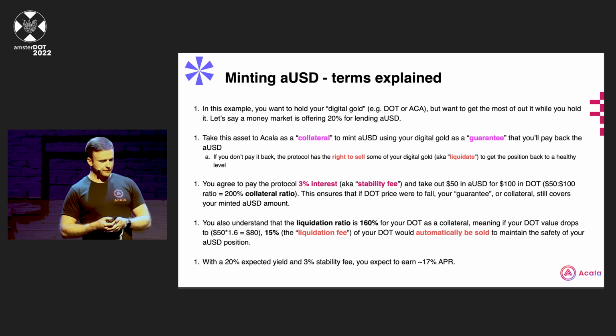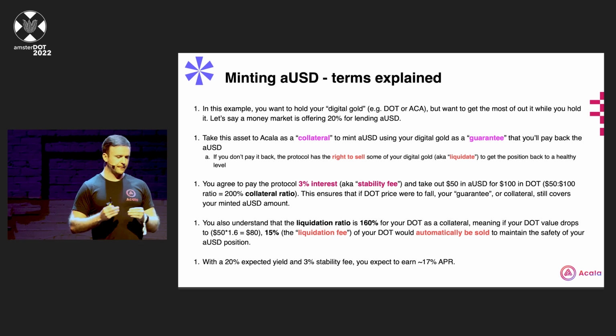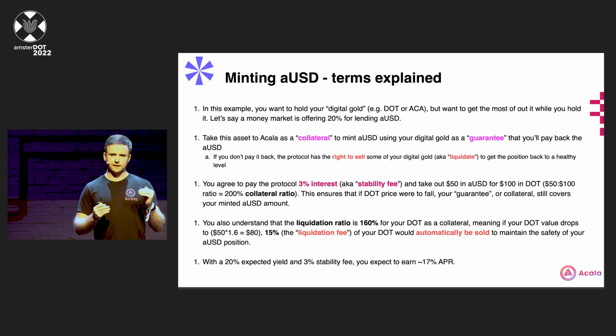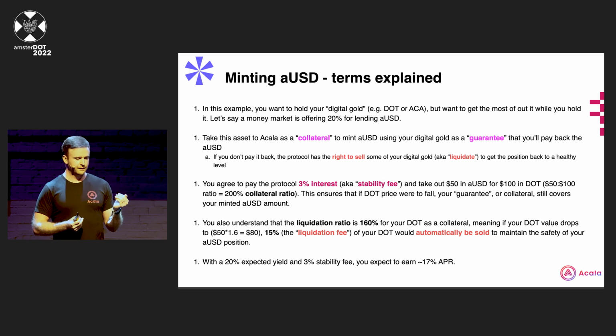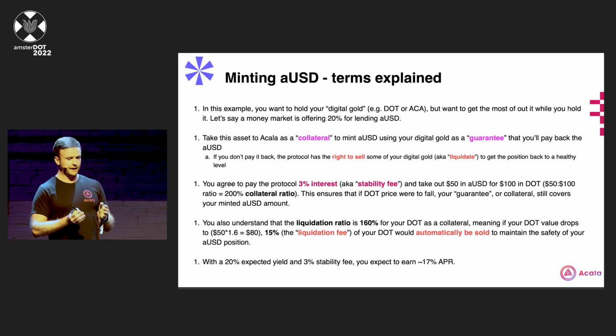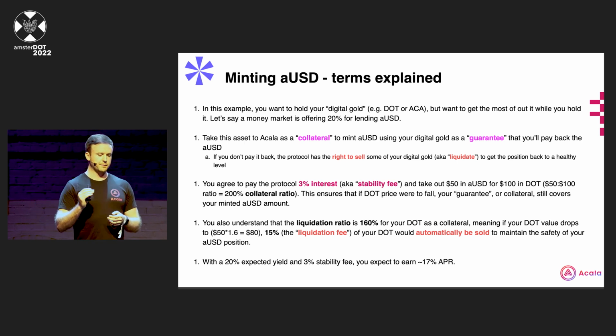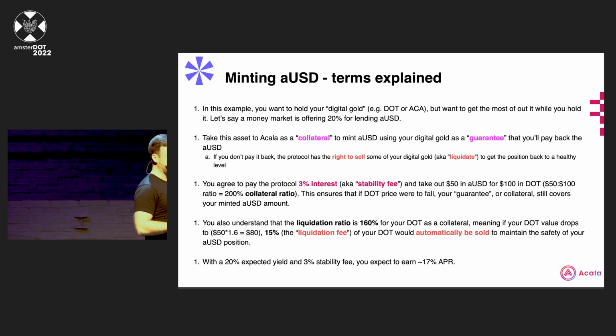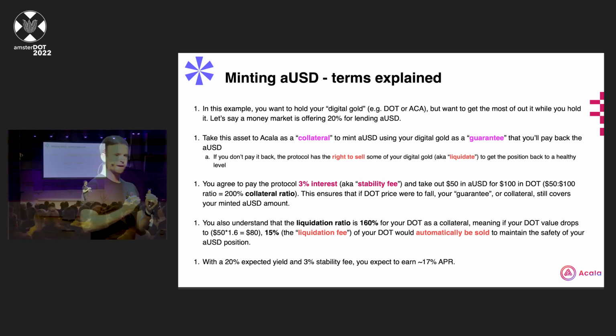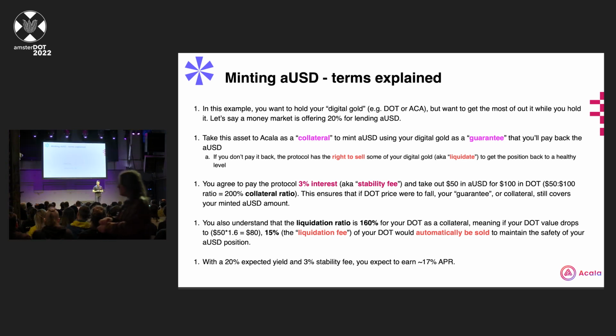Number 4, liquidation ratio. This is the ratio between the amount of aUSD that you've taken out and the amount of collateral that you have based on the collateral's price. So the liquidation ratio, for example, could be 160%, meaning that if the DOT value drops from $100 to $80, this 15% liquidation fee would actually happen, and the protocol would sell 15% as a penalty for you taking that risk and not adjusting your position.